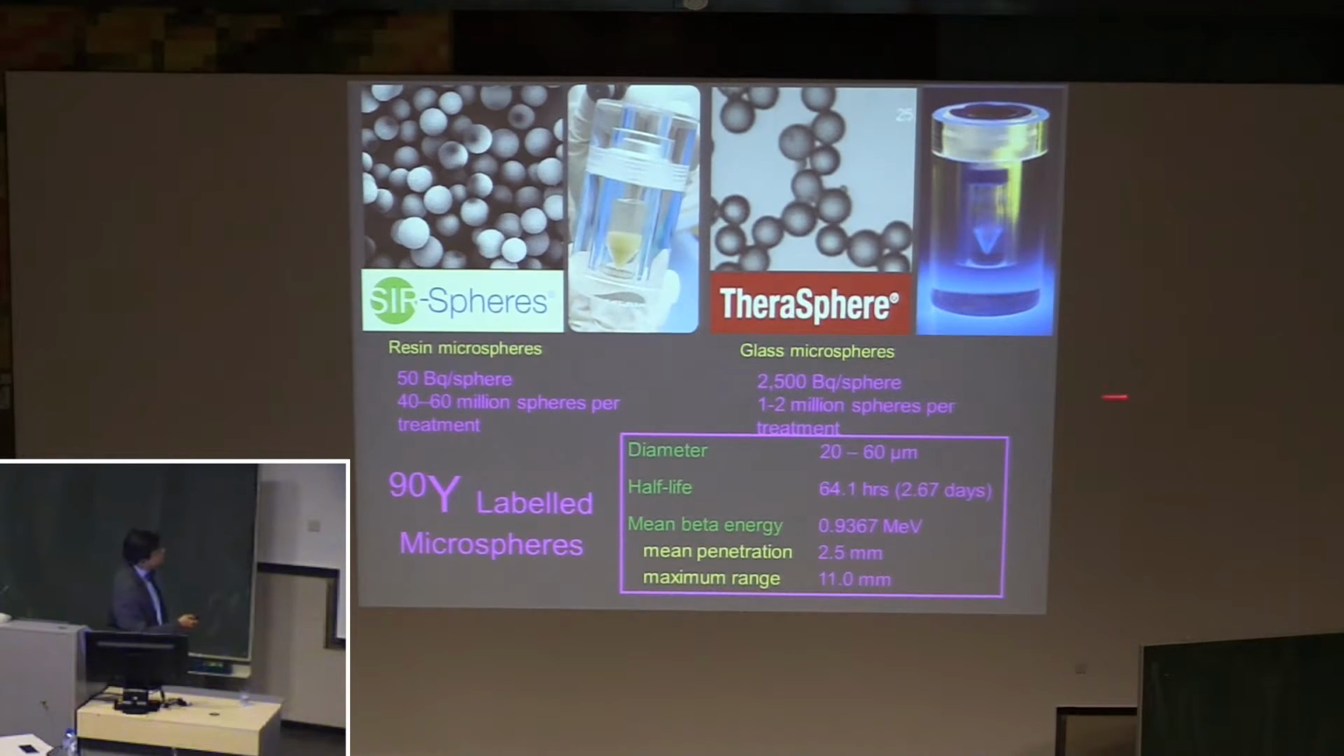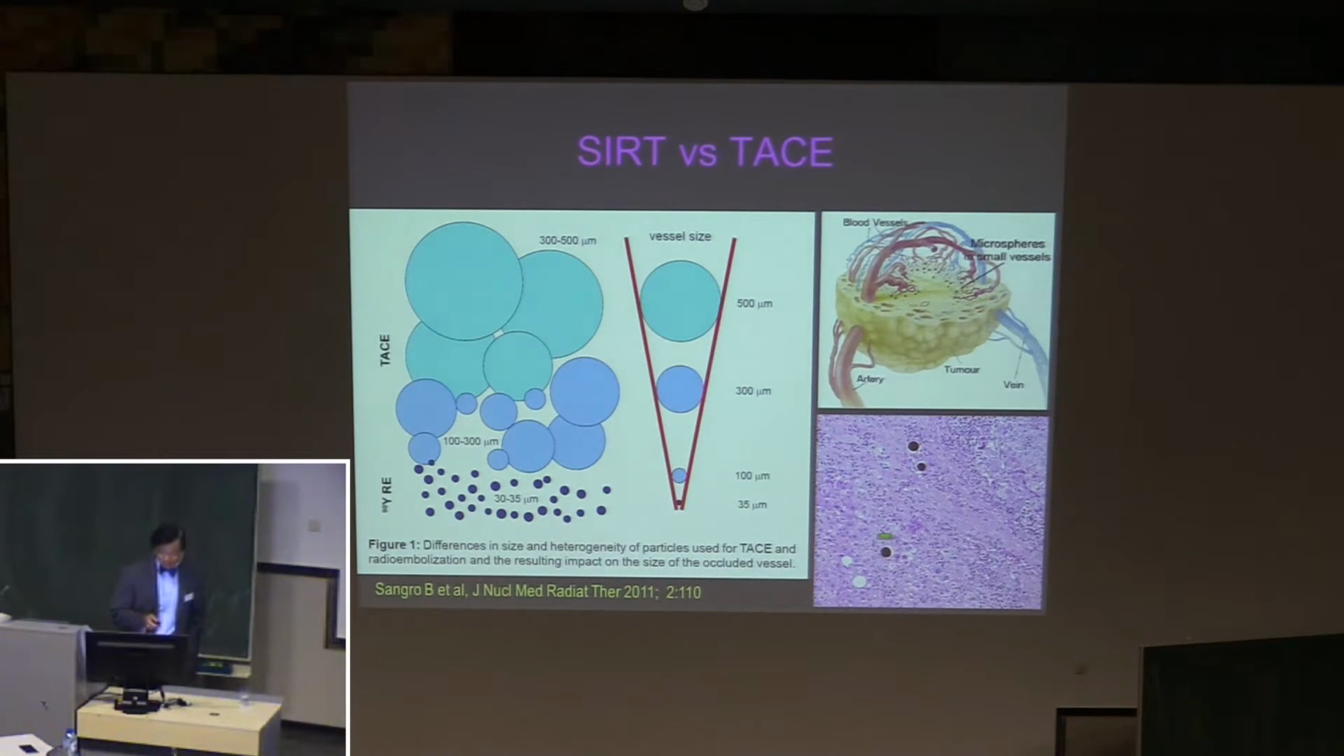Just suffice to say that typically we are talking about 20 to 60 microns with a beta energy of this range. And if you compare selective radiation therapy with chemoembolization, we are actually talking about very different techniques and very different sizes of particles that we deliver. Chemoembolization is in this range, Y90 is in this range.